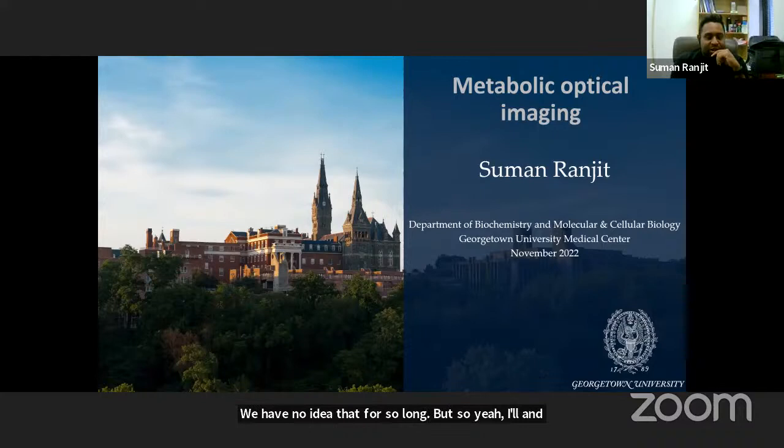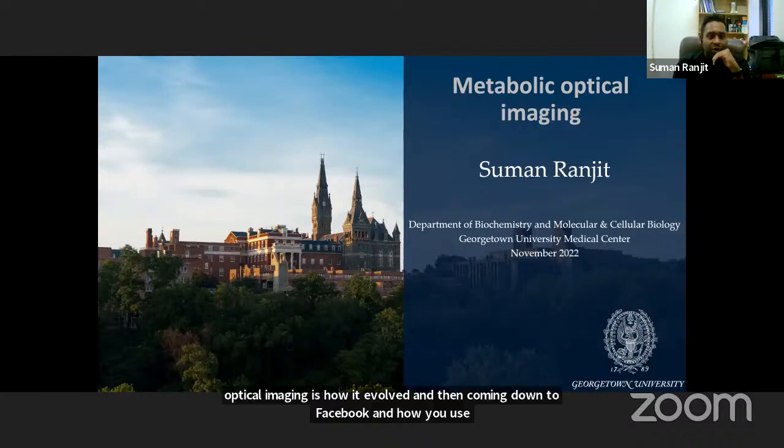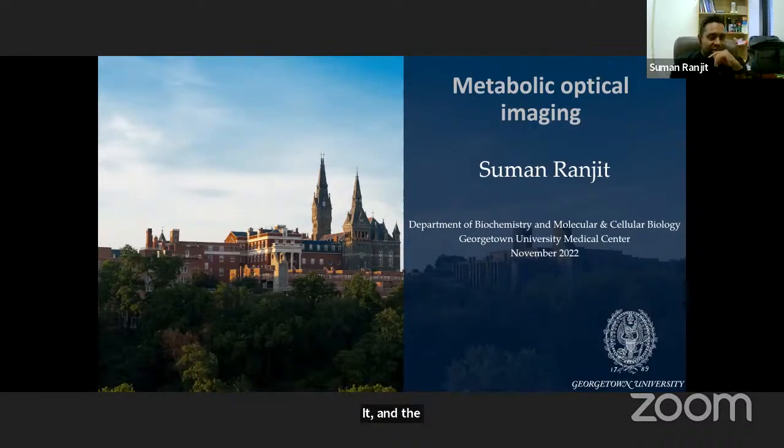Yeah, for this talk, like I did last time, what I wanted to give is a brief description about what metabolic optical imaging is, how it evolved, and then coming down to phasor and how you use it. And the idea follows some of Dave's talk with the historical view of fluorescence and things like that. So it's slightly historical, then slightly more, and it ends in the last paper I published.